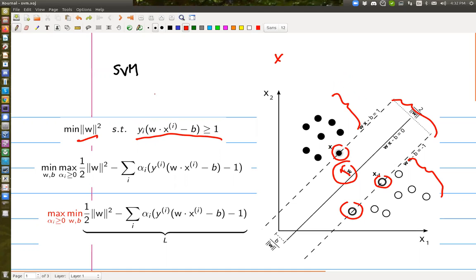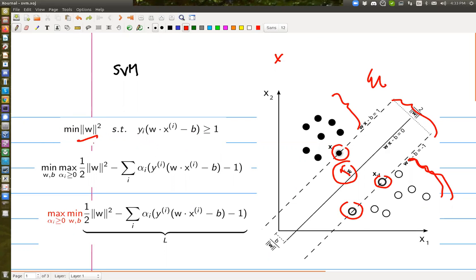So we want all the points on this side here to have label +1, so multiplied by this guy here it should be bigger than or equal to 1. And for all these points here, Wx minus b should be less than or equal to -1, and the label is -1. So if we multiply them together, it will be bigger than or equal to 1 as well. So then we start with this problem.